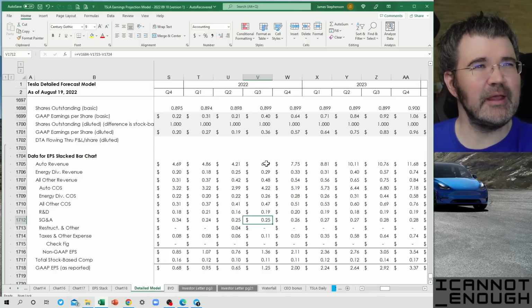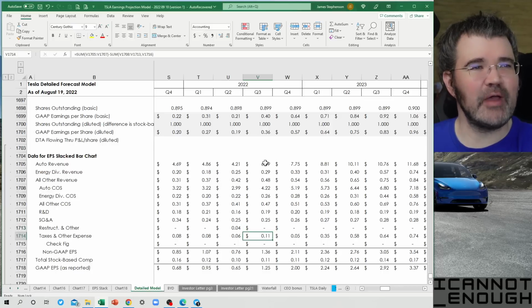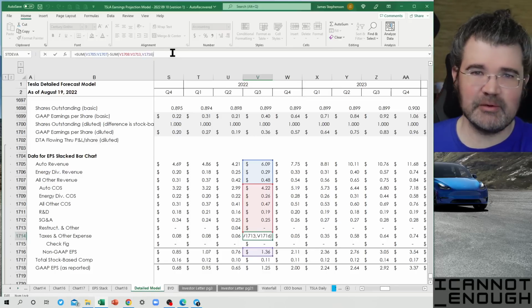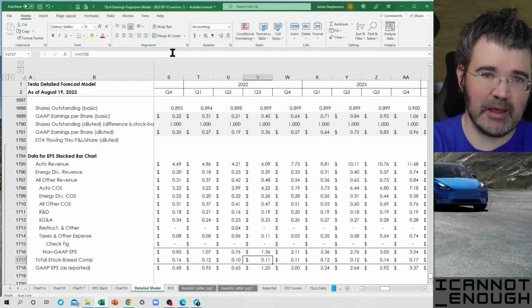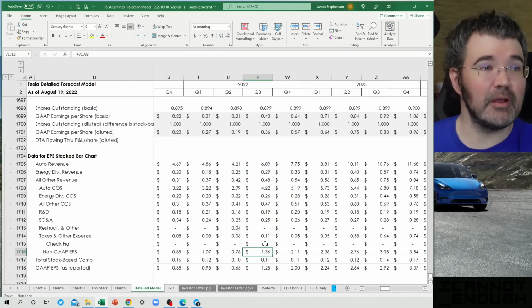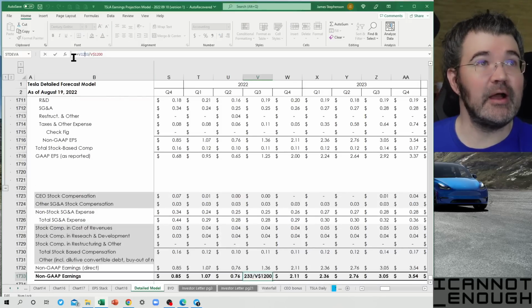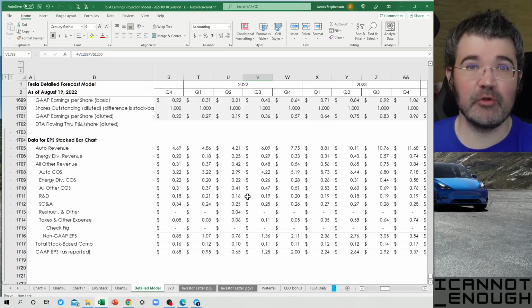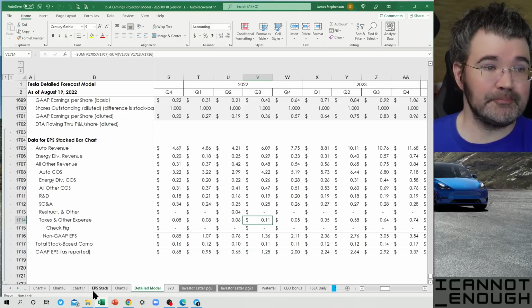SG&A is throwing out Elon's stock comp and other stock comp. And then this taxes and other expense line is solving for whatever must be left to get you to the $1.36 of non-GAAP EPS that we know we had, because we have a row 1733 down here, a non-GAAP earnings line that is just the total non-GAAP earnings dollars divided by the diluted earnings per share. So we're backing into that number.